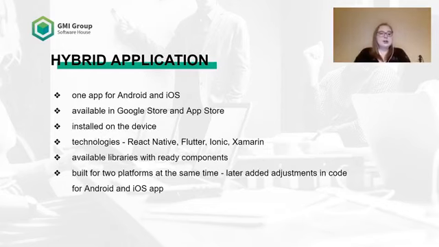Okay, and our last type of application is hybrid app. I think that it's my personal favorite because it gives us a lot of possibilities and it's not that expensive. Basically, you're creating one app at the same time, and it's the app for Android and iOS. When you launch the app, you of course need to make some changes in the code for Android and for iOS, so it will work well. But basically, you're building two apps at the same time.